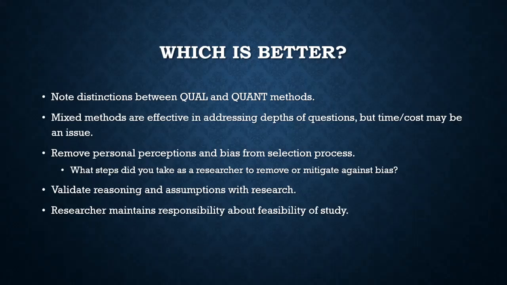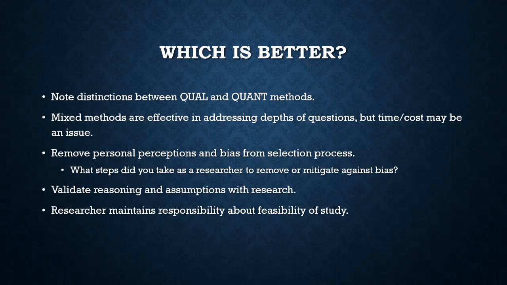Remove personal perceptions and bias from the selection process. You have to ask yourself as a researcher, what steps did you take to remove or mitigate bias? Did you validate your reasoning and assumptions in your research? As you get later on into the dissertation, there's a section that involves the assumptions and limitations. You can't make the assumptions and limitations and pull them out of thin air. You have to be able to support that with viable research, and that other researchers had looked at this particular type of problem or this particular type of method research design and said, okay, here are the limitations and here are the assumptions.